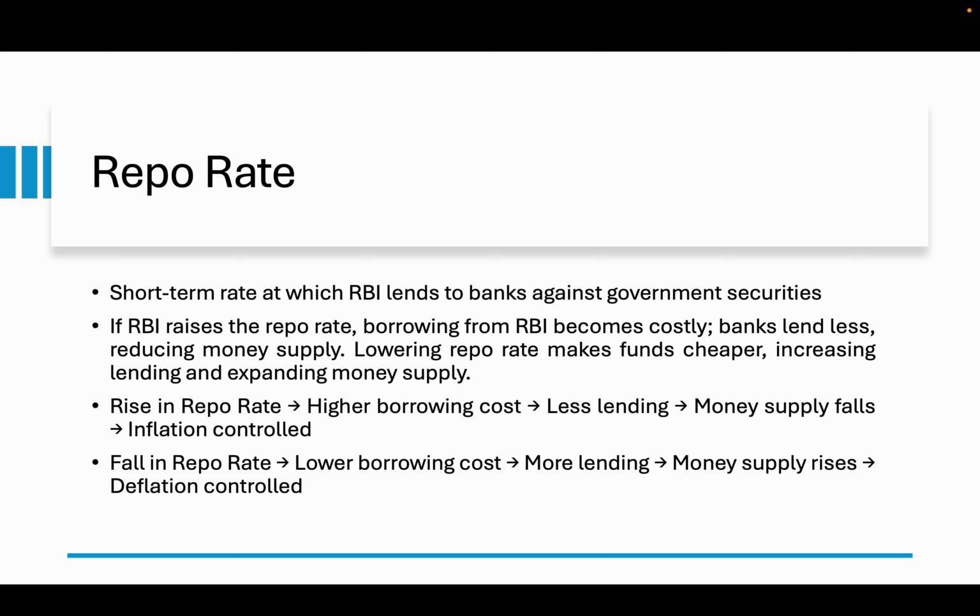Say if the repo rate goes from 6 to 7%, banks may give lower home loans or charge higher EMIs, making people borrow less.